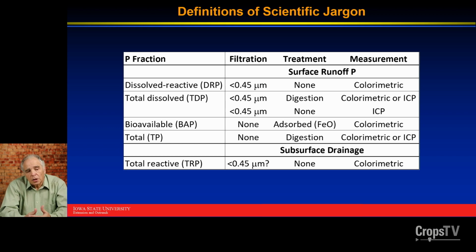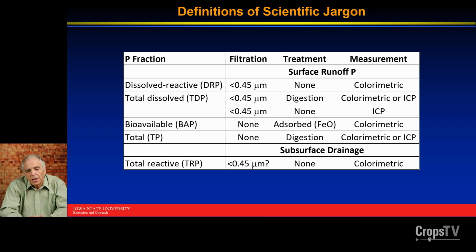And then we have total P that is measured by a strong digestion. There are several methods. And in this case, it doesn't matter if it is measured with a colorimetric or ICP because everything is digested.